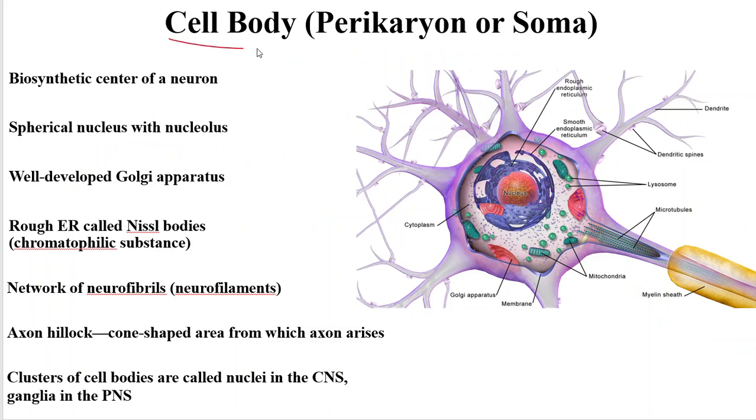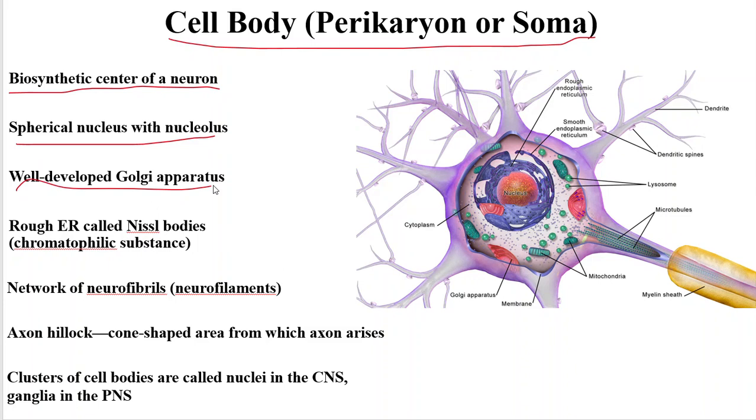Here's again a close-up. This guy is also called a perikaryon or soma. It's a cell body. Cytoplasm, microtubules, lysosomes, the normal complement of cell organelles. This is where all the biosynthesis takes place. Got the normal round nucleus, got the Golgi. Now, here's something I have no idea why, but in the neuron, they call the rough ER the Nissl bodies. I don't know why they had to give it a special name.